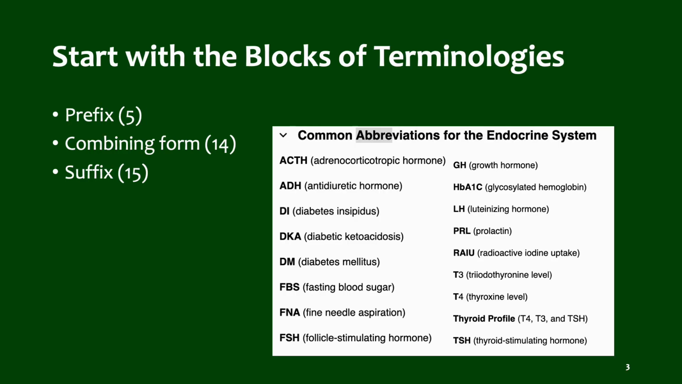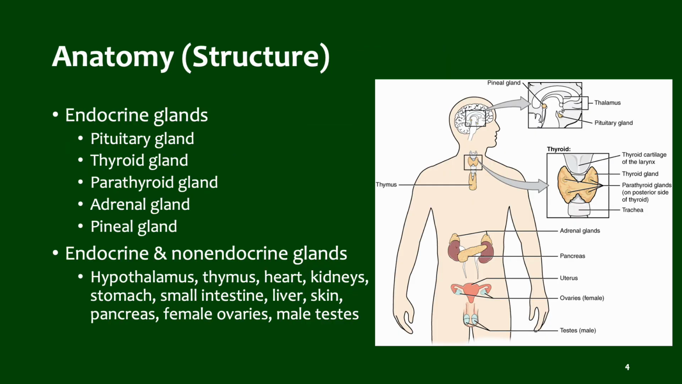All right, so today we're starting with 5 prefixes, 14 combining forms, and 15 suffixes. So make sure you get all of those. In the endocrine system, there are endocrine glands, and then there are also glands that are both endocrine and non-endocrine. So make sure you read this portion of the textbook thoroughly. Make sure at the end of the session, you know where all your endocrine glands are.